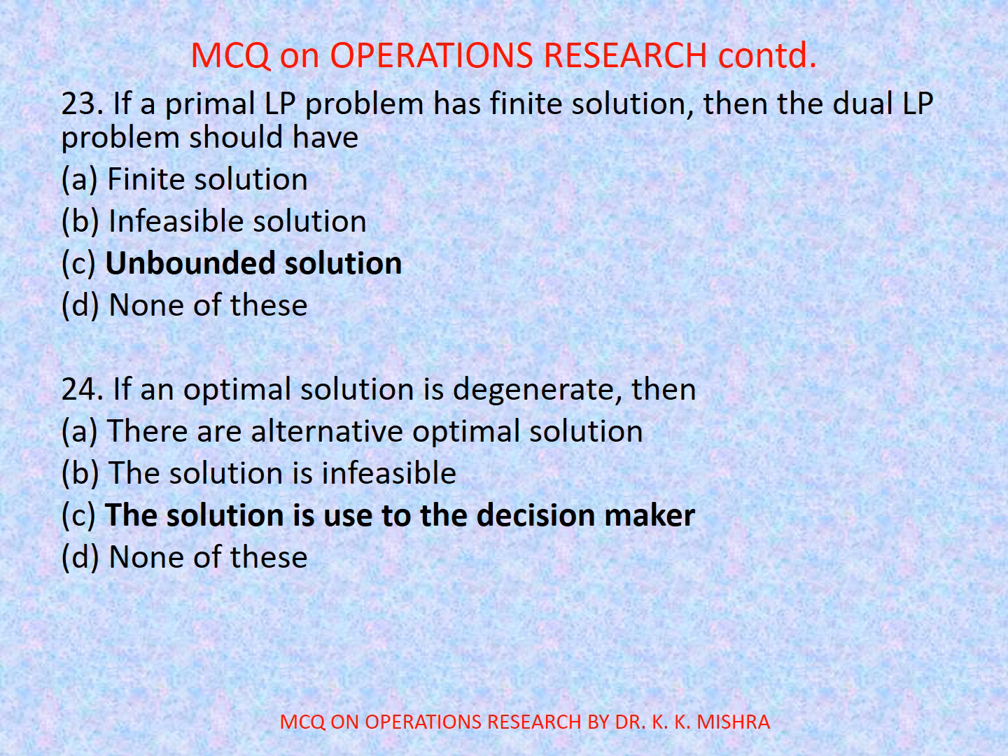Question number 24. If an optimal solution is degenerate, then options are A, there are alternative optimal solution, B, the solution is infeasible, C, the solution is used to the decision maker, D, none of these. The solution is used to the decision maker is the correct option.